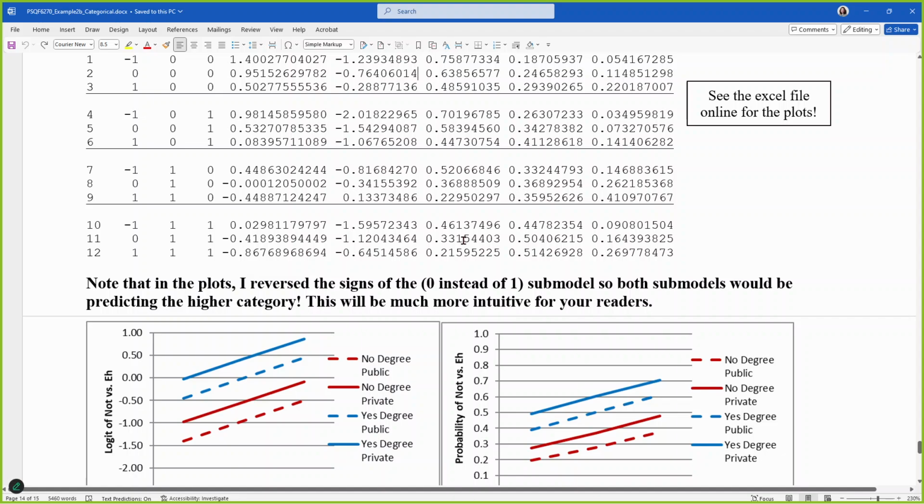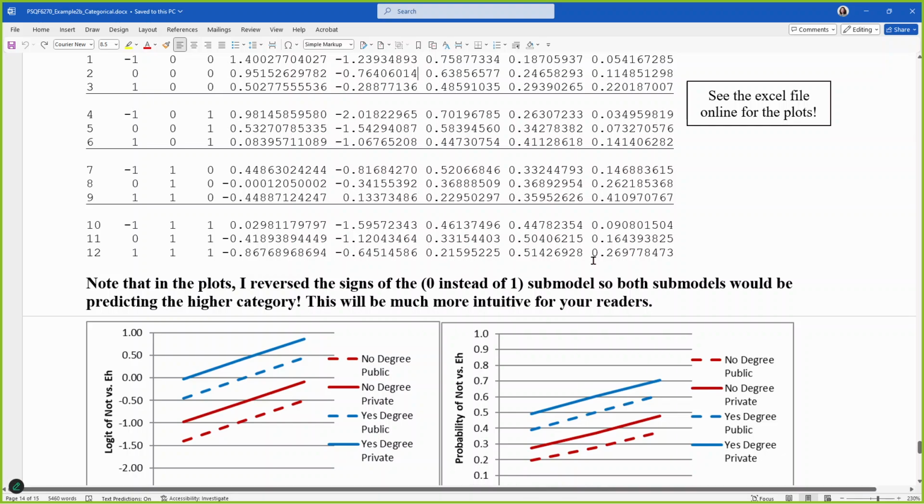So nominal, take-home message. What's my take-home message for nominal? They're not ordered. You can use nominal for ordered, but they don't have to be. One category is the reference. The model compares each other one to that and only uses the data from that comparison for each submodel, not cumulative.